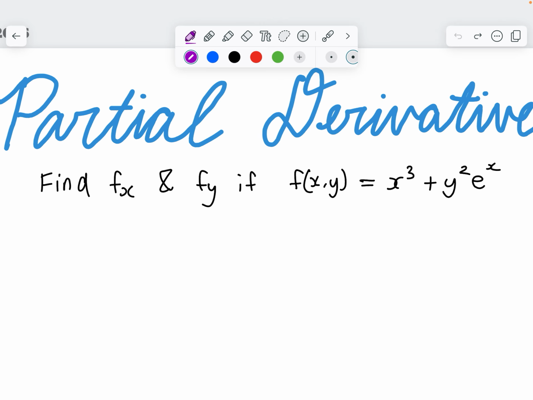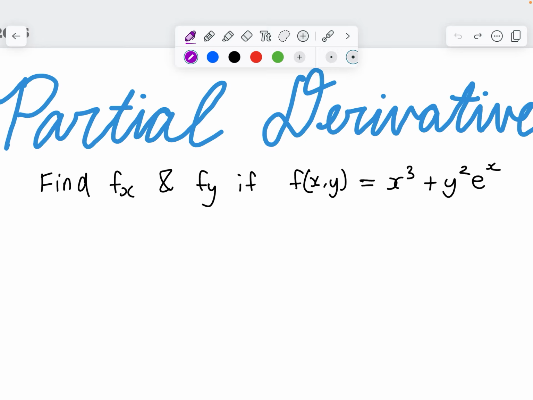Partial derivatives are used in multivariable calculus because in multivariable calculus, we don't only have x values, but we also have y values or z values, for example. And in order to compute derivatives, we have to partially derive them. So in our first problem, we want to find fx and fy if our function f of x, y equals x cubed plus y squared times e to the power of x.